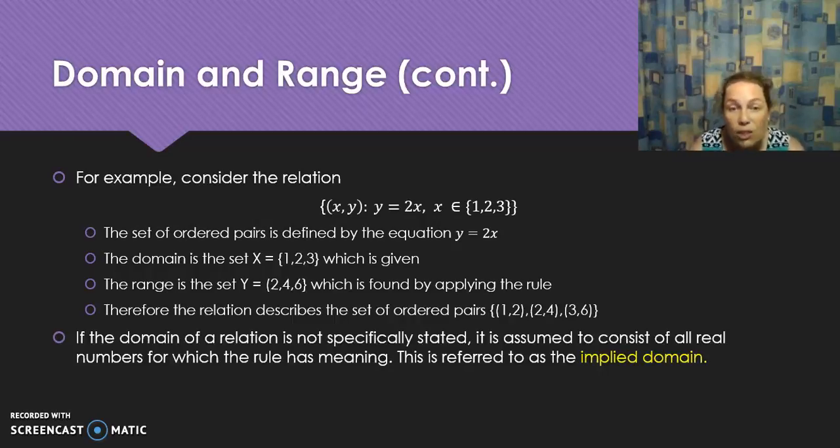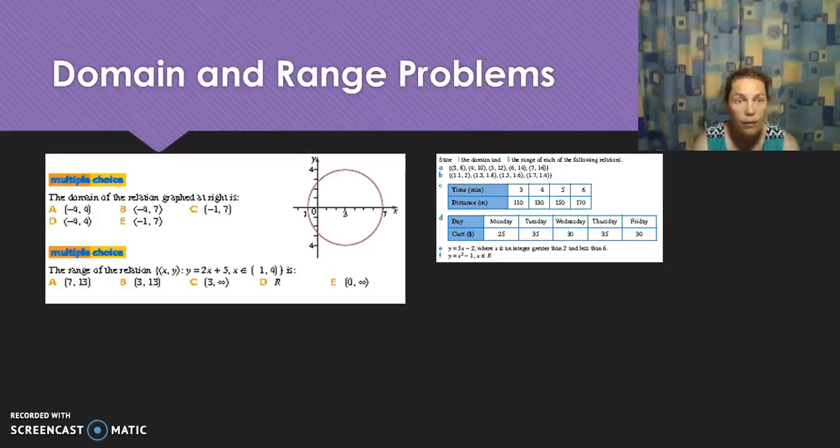If the domain of a relation is not specifically stated, then it is assumed to consist of all real numbers for which the rule has meaning. This is referred to as the implied domain. That means we can draw a continuous smooth arc as the curve. Here are some examples. The domain of the relation graphed at the right is, so domain goes across the x-axis. It starts at -1 and goes through to, let's see, 3, 4, 5, 6, 7. So the domain goes from -1 to 7.